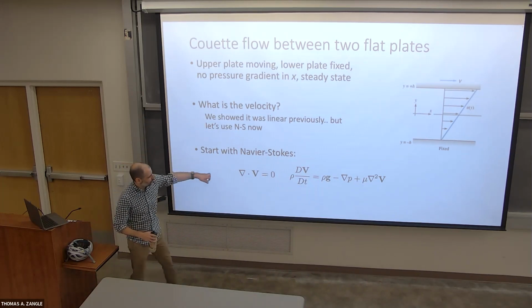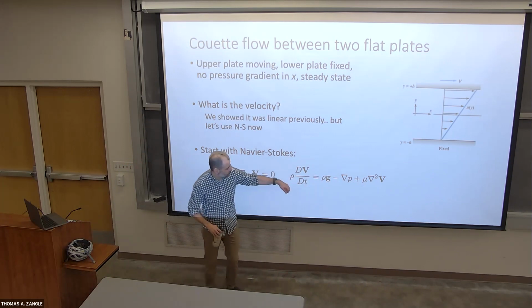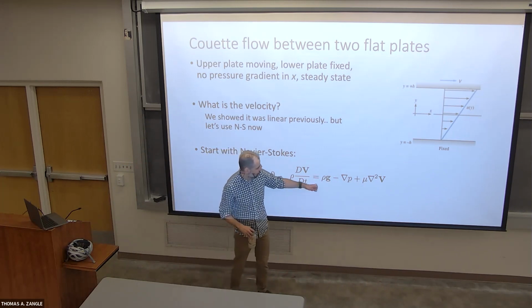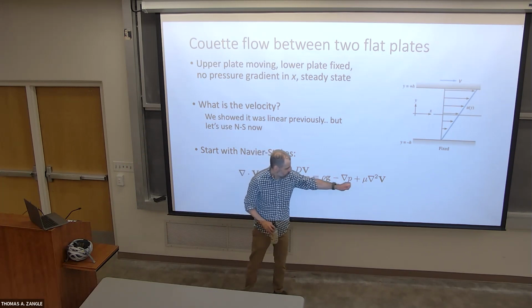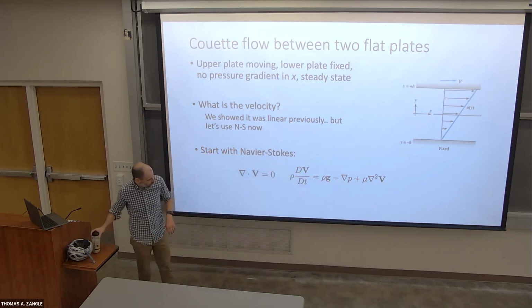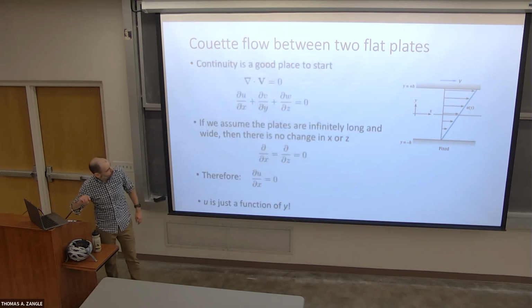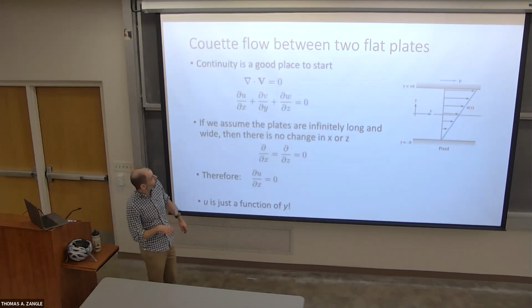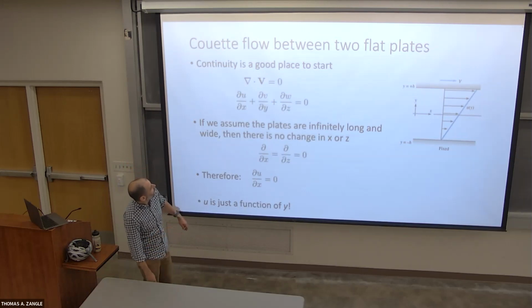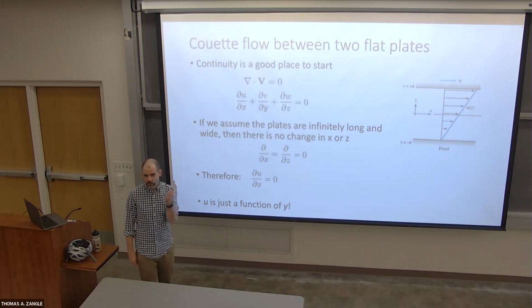So we'll start with Navier-Stokes. We have del dot v equals 0, and rho times the total derivative of the velocity vector equals rho g minus grad p plus mu del squared v. Continuity, or mass conservation, is generally going to be a good place to start if you're at a loss of where to begin. Let's see what mass conservation tells you.